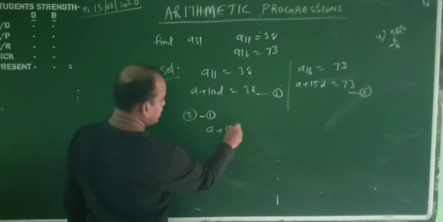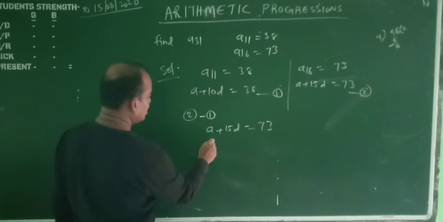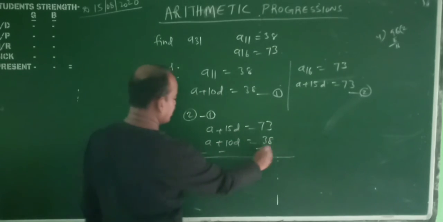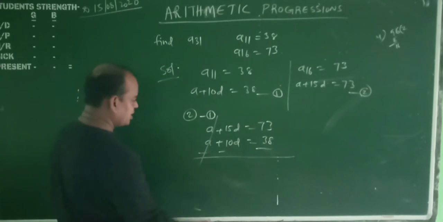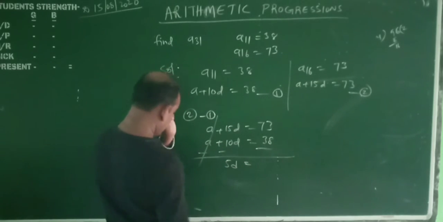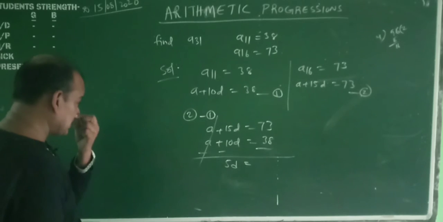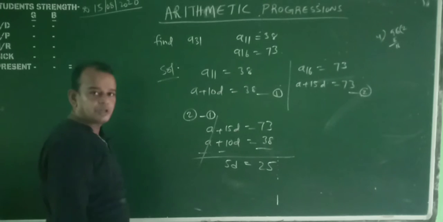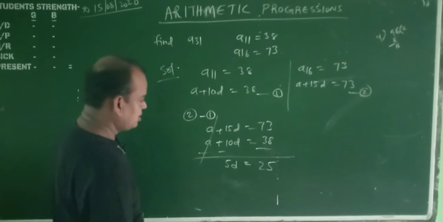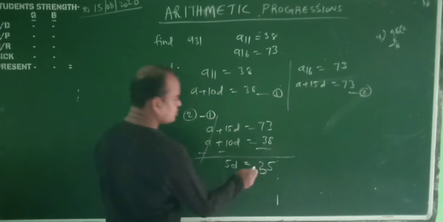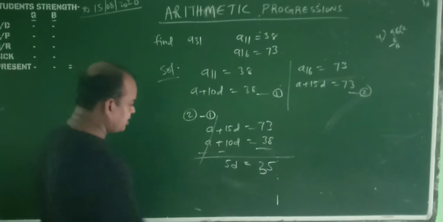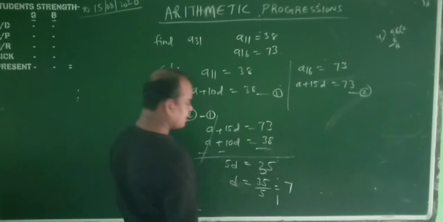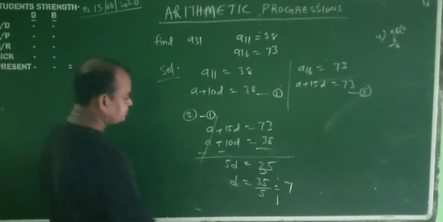A plus 15D is equal to 73. A plus 10D is equal to 38. Subtracting, the A terms cancel. 15 minus 10 means 5D. 5D is equal to 73 minus 38, which is 35. D is equal to 35 by 5, which is 7. D value is 7.